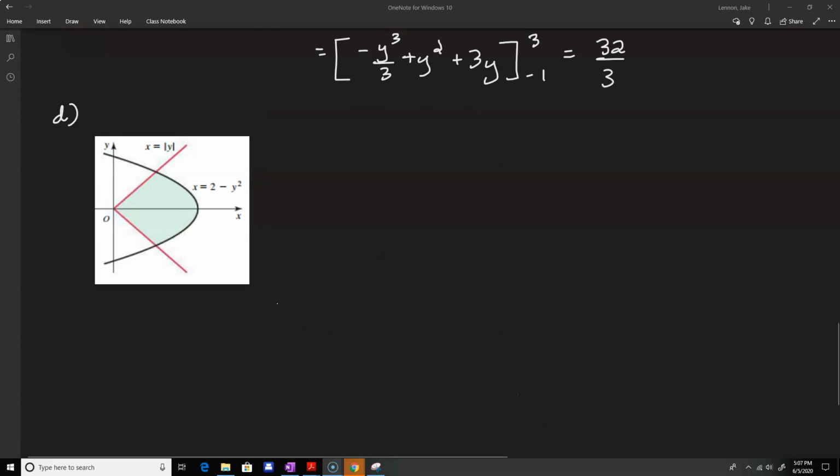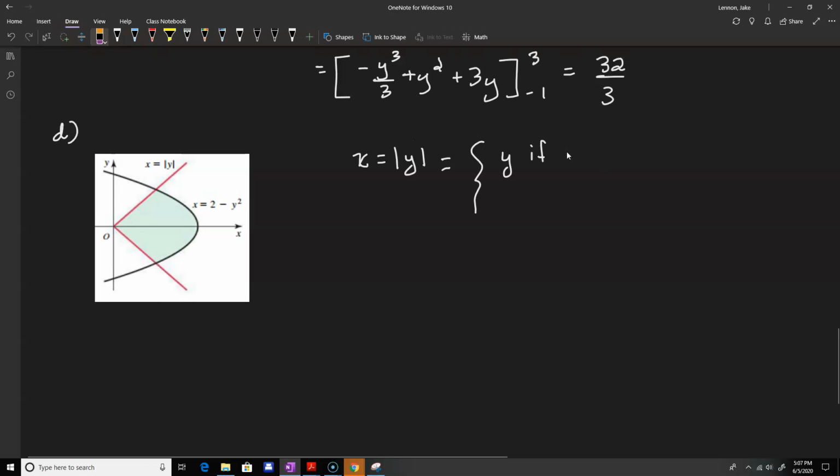Okay, so in this one, again, both curves are kind of in terms of y, so we're going to be integrating with respect to y like we did in part C. But we're also going to want to do this one in two integrals, right? Because if we think about x equals the absolute value of y, we could also think about it as a piecewise function where x is equal to y if y is greater than 0, and it's equal to minus y otherwise.